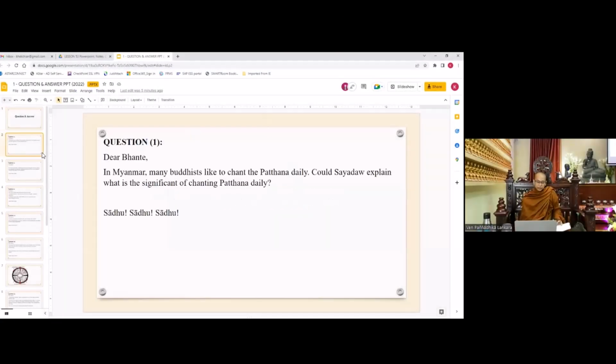The first question for Bante is, in Myanmar, many Buddhists like to chant the Patthana daily. Could Sayadaw explain the significance of chanting Patthana daily?